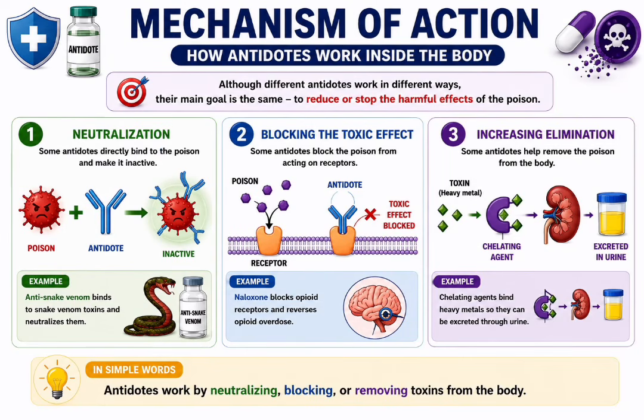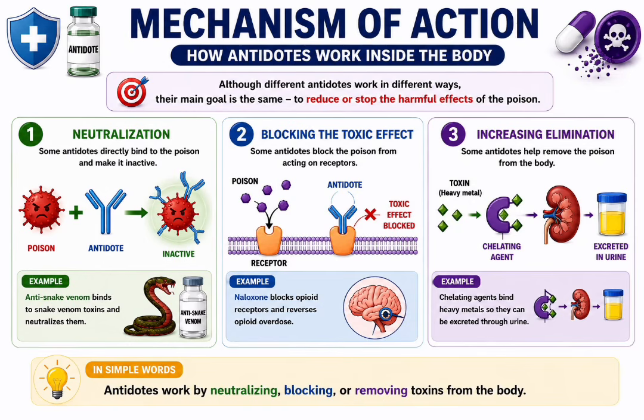Mechanism of action. Although different antidotes work in different ways, their main goal is the same: to reduce or stop the harmful effects of a poison or toxic drug. There are three common mechanisms of action. First, neutralization. Some antidotes directly bind to the poison or toxin, making it inactive and preventing it from causing further damage. Example: anti-snake venom binds to snake venom toxins and neutralizes their effects.